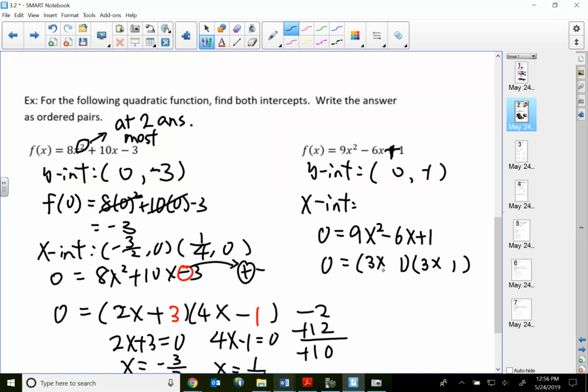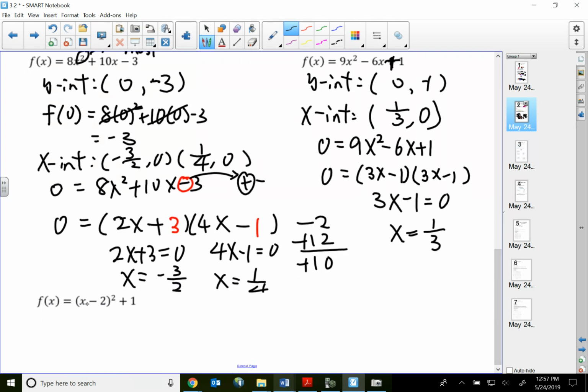So in that case, 3 on the outer, 3 in the inner, both of these got to be negative. So my two factors are exactly the same. Once I set them equal to 0, x is equal to 1/3. So I actually have 2 answers, but it's only 1 x-intercept because my 2 answers are exactly the same. I'm not going to write 2 of the same x-intercept. So I do have 2 answers, but since they are exactly the same, I'll only have 1 x-intercept.